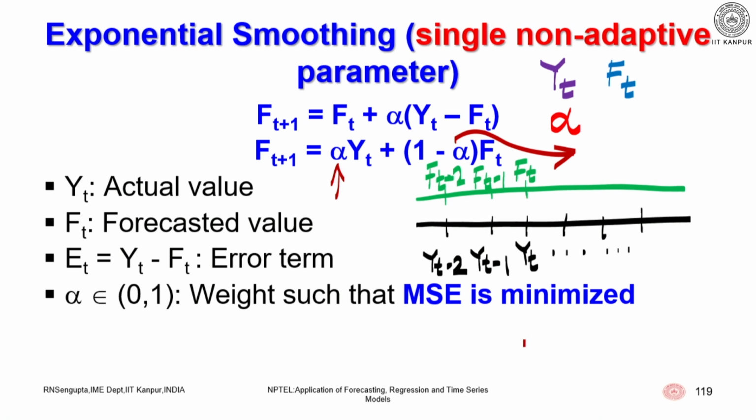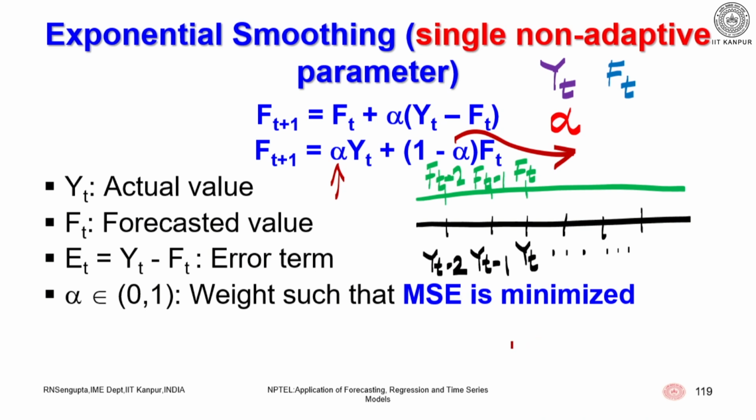So, alpha 2 can be replaced by 1 minus alpha. So, 1 minus alpha would be the weightages for f t. If I give a weightage of 50% for alpha, I am giving 50% weightage to f t and 50% weightage to y t. If I consider alpha as 90%, I am giving 90% weightage to y t and 10% weightage to f t, which means the actual value has much more implications for the forecasted value, which is f t plus 1.